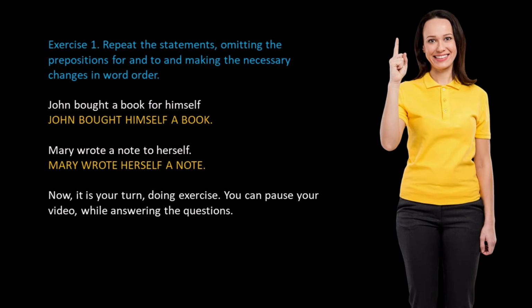Exercise 1. Repeat the statements, omitting the prepositions for and to, and making the necessary changes in word order. Examples. John bought a book for himself. John bought himself a book. Mary wrote a note to herself. Mary wrote herself a note. Now, it is your turn to do the exercise. You can pause your video while answering the questions.